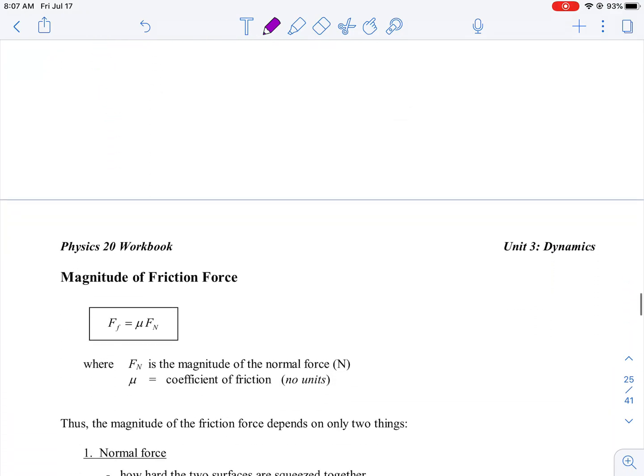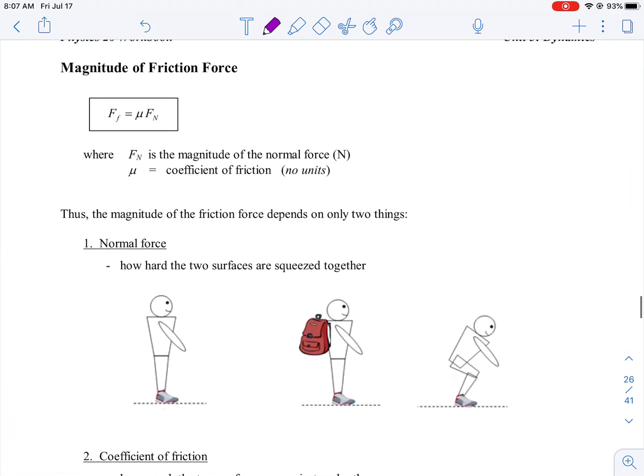Now the equation for friction is Ff is equal to mu Fn. And you should know that this is a magnitude only equation. Notice there's no arrows on the top. It's just the magnitudes for each of them. And so it tells us that friction is actually based on a couple of things. One, the normal force, and two, something called the coefficient of friction. Let's talk about each of those and how they relate to friction force.